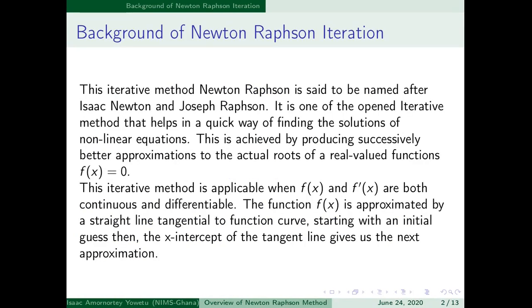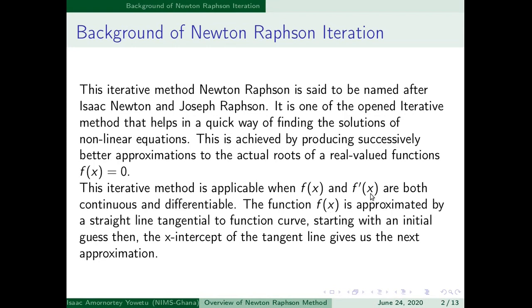This method is said to be named after Isaac Newton and Joseph Raphson. It's an open method that helps us to find the root of a nonlinear equation, which is achieved by producing successive approximations to the actual root of a real valued function. This method is applicable when our f of x and its derivative are both continuous and differentiable.